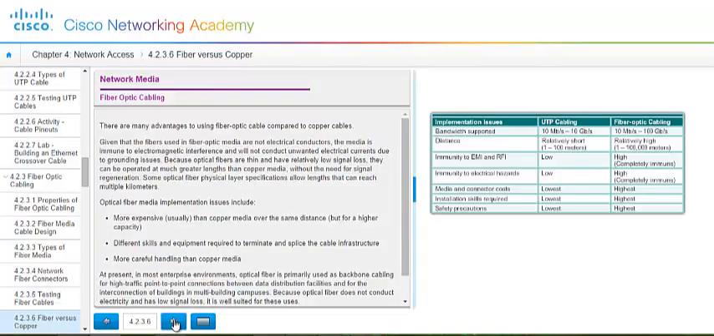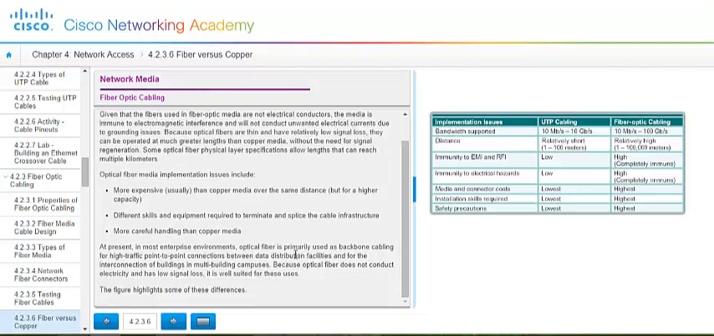There are many advantages to using fiber optic compared to copper cables. Some of the optical media implementation issues include that it is more expensive than copper media over the same distance, but you have a higher capacity. Different skills and equipment are required to terminate and splice the cable infrastructure. You need to be skilled and trained in order to splice and terminate fiber. And it requires more careful handling than copper media itself.